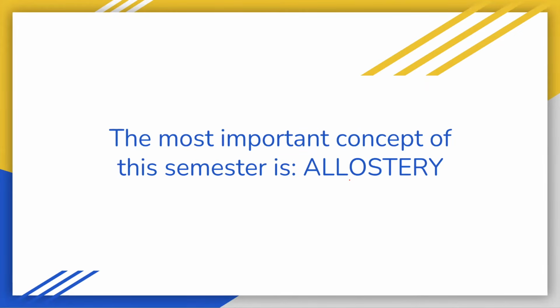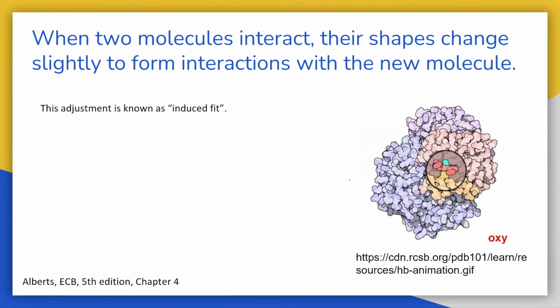This is the most important concept of this semester, and it's called allostery. When two molecules interact, their shapes change slightly to form interactions with that new molecule. This is often known as induced fit, or as I call it, the bum in an easy chair molecule. If you've ever sat in an incredibly comfortable, very squishy chair, you know that as you sit down into it, the chair itself adjusts its shape to conform to you. And in fact, you kind of get a little bit flabby and lean in and change your own conformation to really settle into that chair.